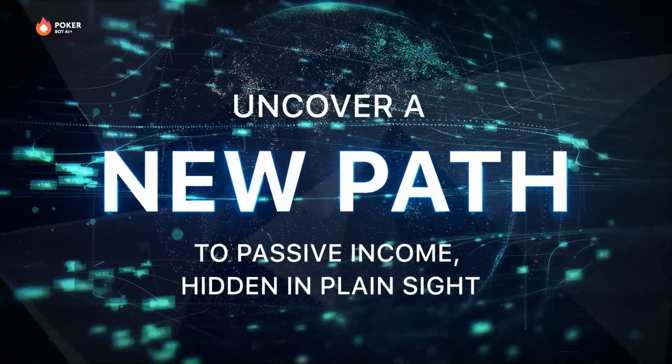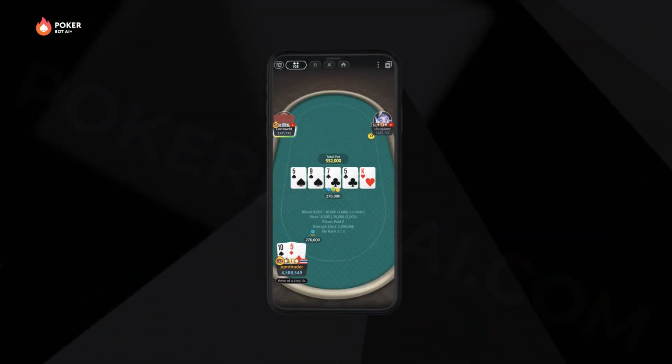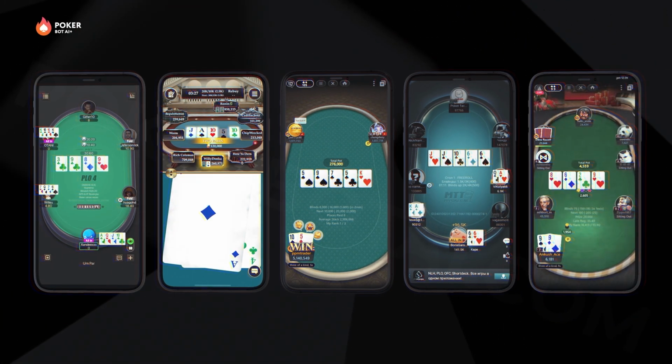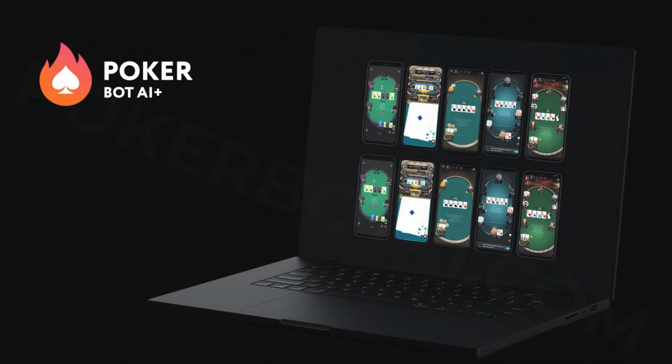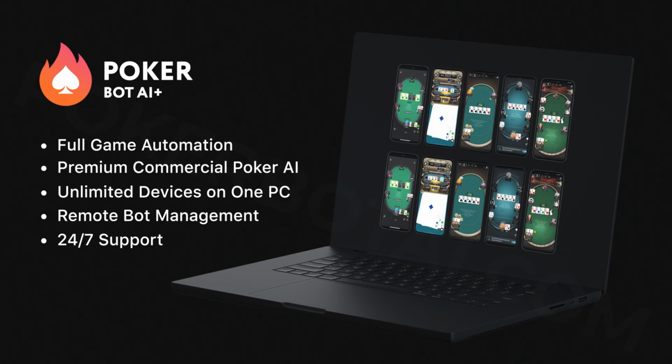Imagine your smartphone automatically playing and earning profits on your favorite online poker platform. Now, multiply this by dozens, even hundreds of devices, all orchestrated by a singular poker AI operating on your PC. That's the power of PokerBot AI.